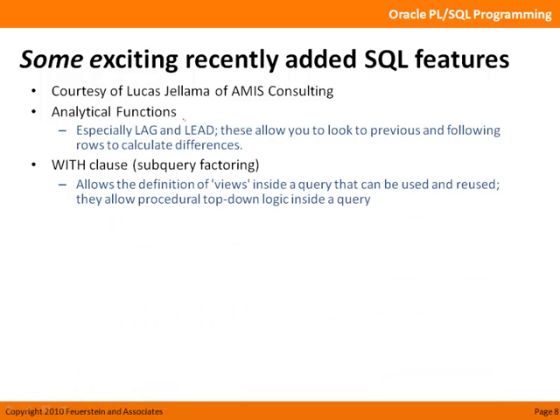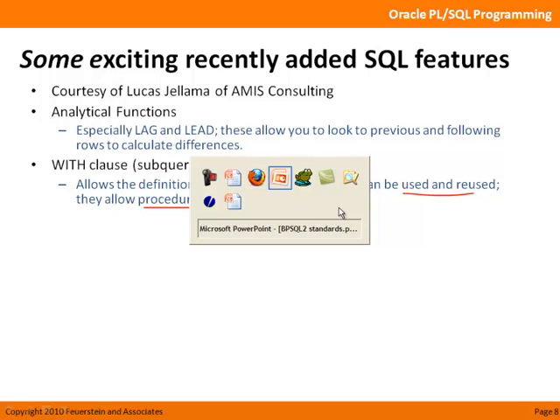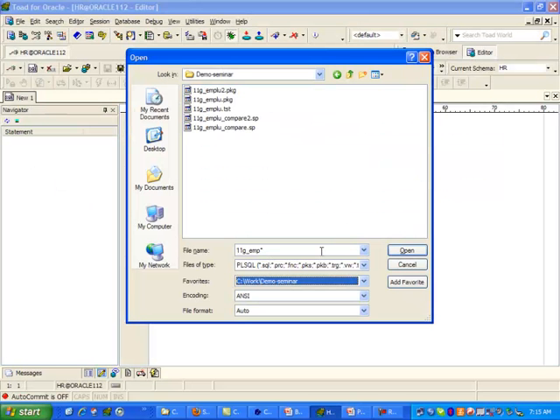With clause subquery factoring, you can now create essentially definitions of named views inside a query and then use and reuse those queries, essentially allowing you to do a kind of top-down procedural logic inside your query itself. Let's take a look at an example, actually from Lucas.